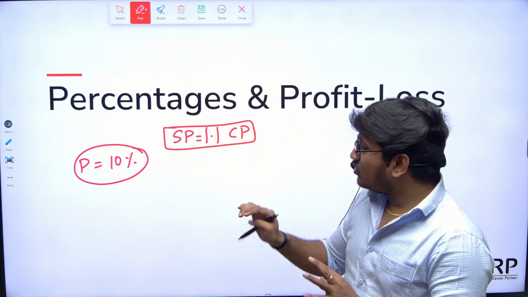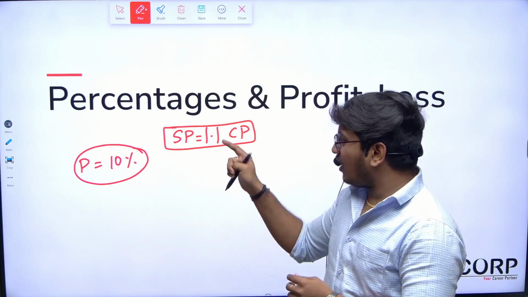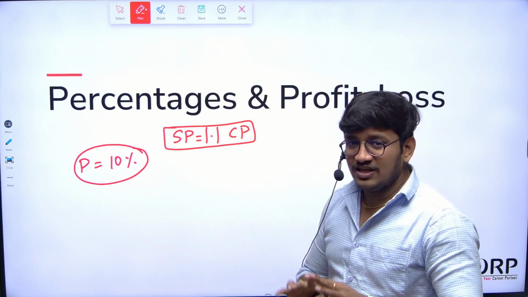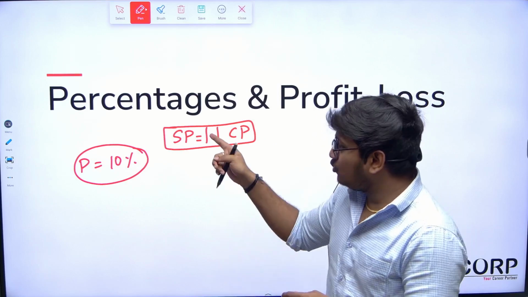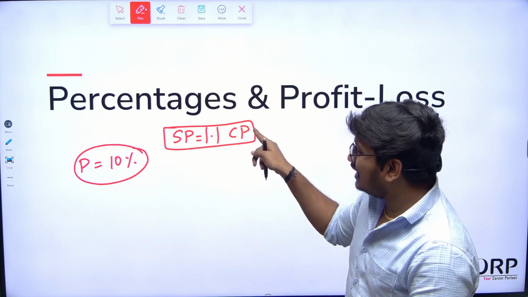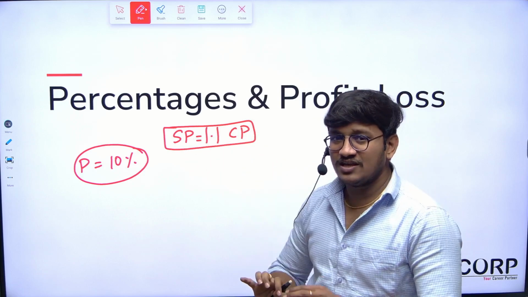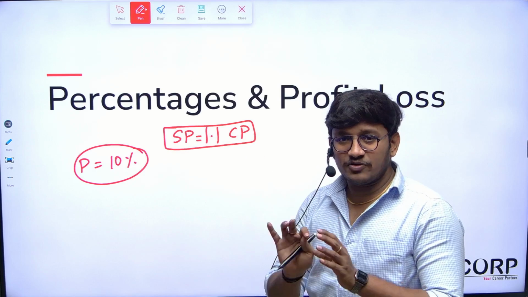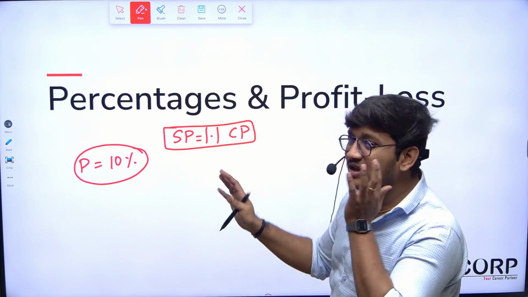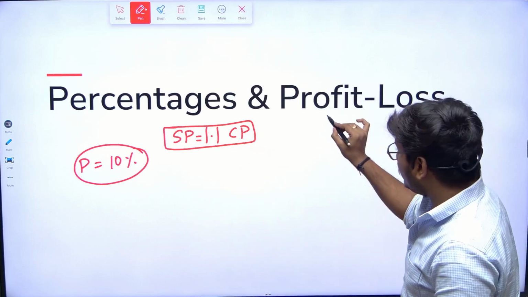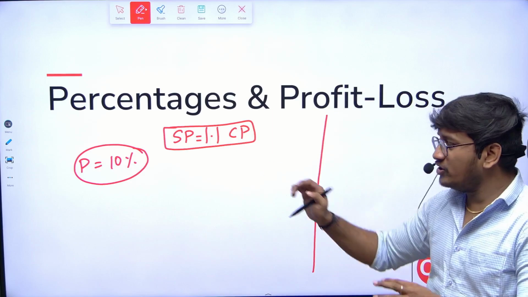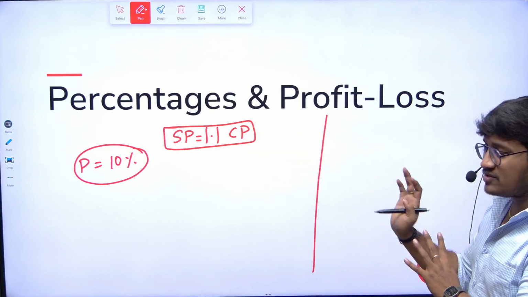Some students might be getting a doubt: sir, how can we write this logic? I will tell you clearly why we should write this. And if you know how to write this relation between selling price and cost price, almost 60% of your calculations will be eliminated in the exam. There is no need to memorize these values or the process. I will tell you the simplest thing.